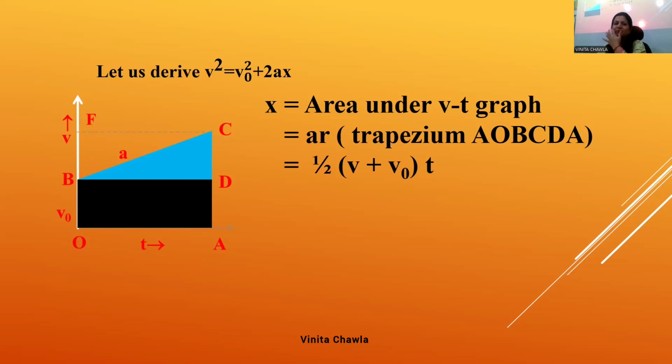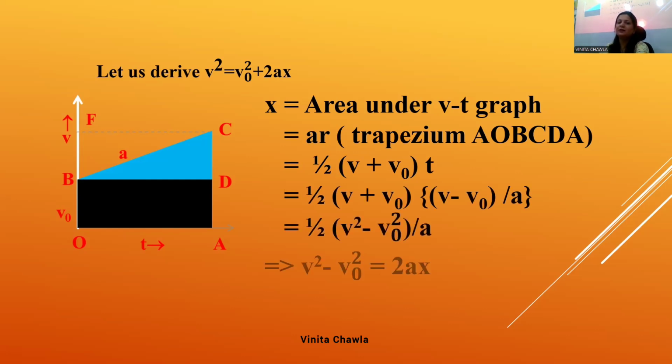कैसे आया ये? Sum of parallel sides. OB is V naught, AC is V, and distance between the parallel sides is T. And for T, we will write V minus V naught by A, because we'll use the relation of acceleration here. So on solving, you'll get this. Okay?